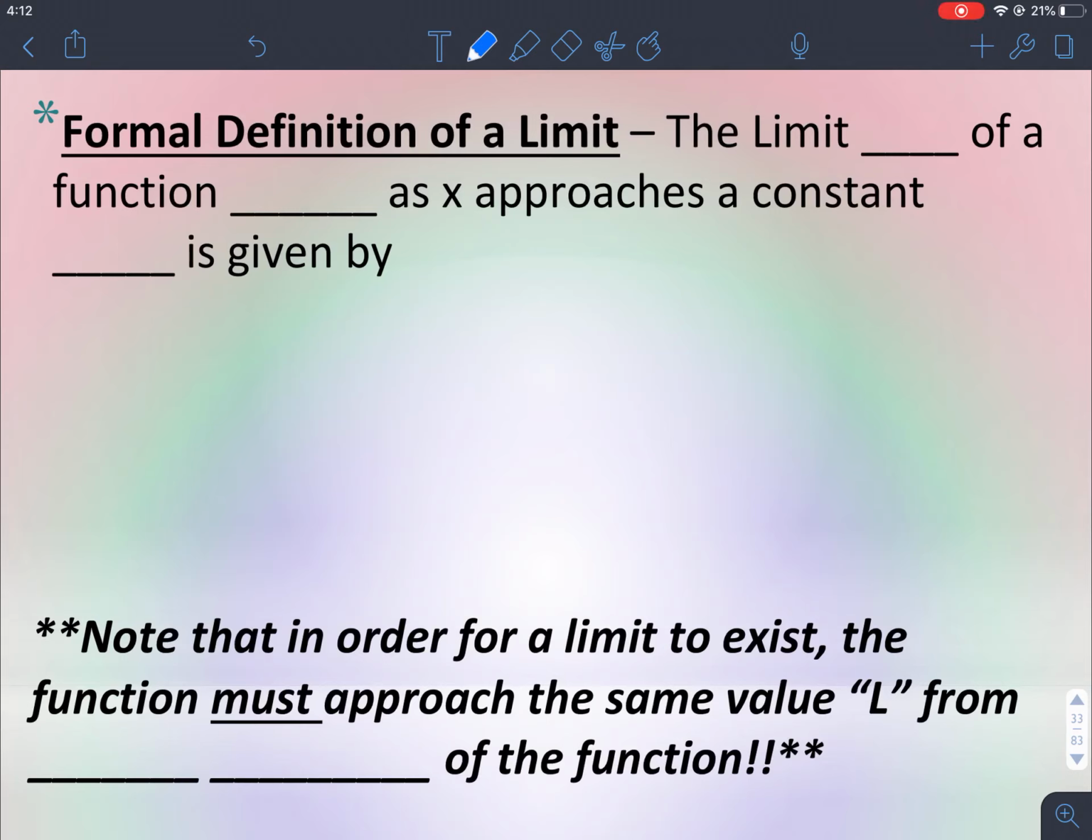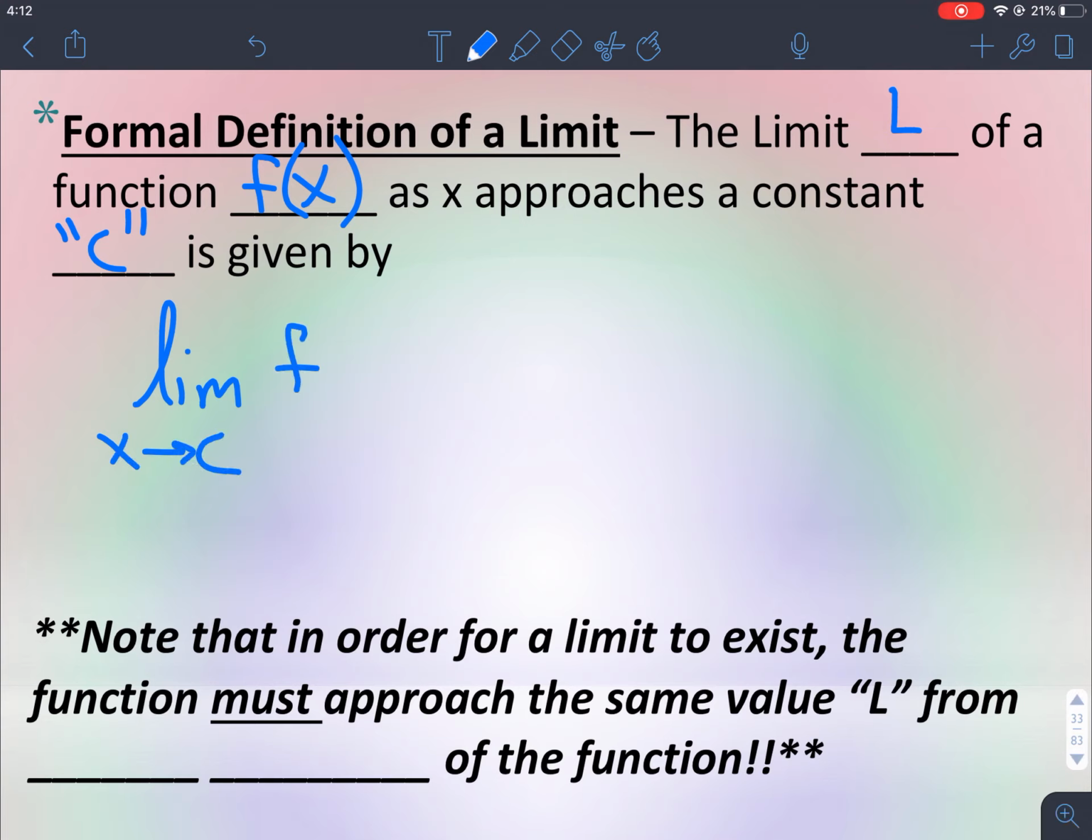This is Pre-Calculus, and this is going to be section 1.3, part 2 of our notes, and we're talking about limits. And here is a formal definition of limit. It's got some applications to calculus. The limit L of a function f as x approaches some constant number c is given by the limit as x approaches c of the function is equal to L.